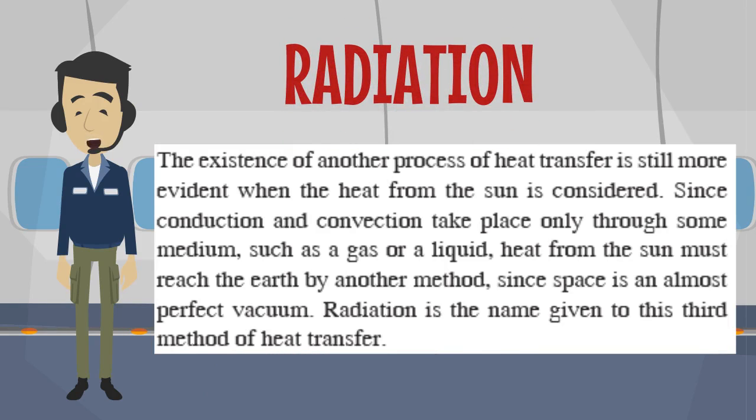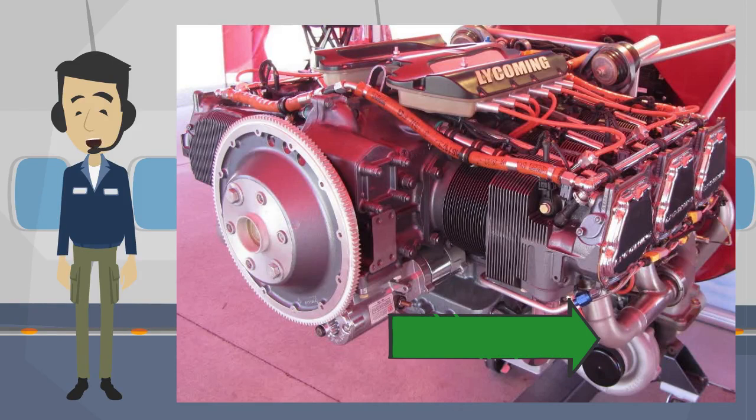Radiant energy is electromagnetic heat waves that travel in all directions from the source. Radiant heat can be felt standing off to the side of the exhaust of the engine.